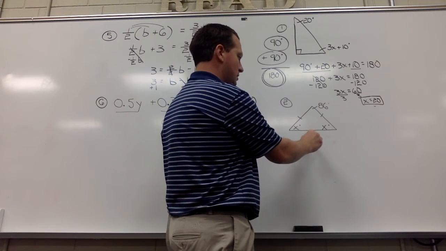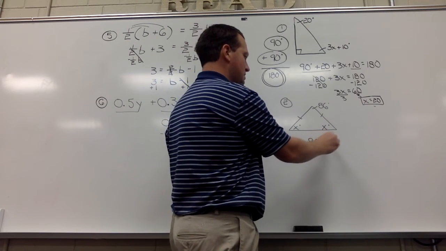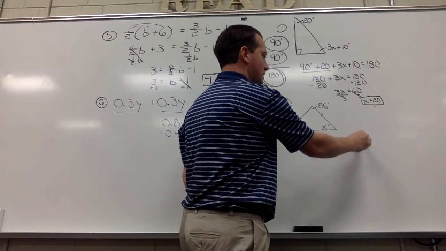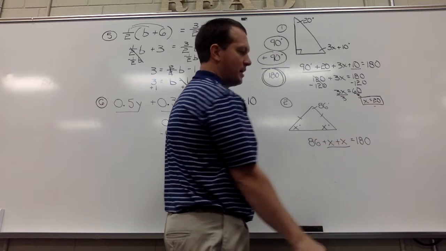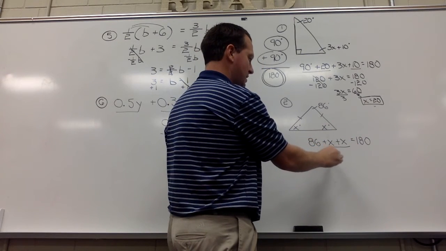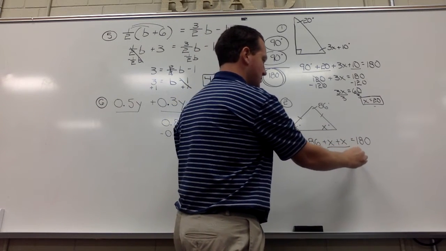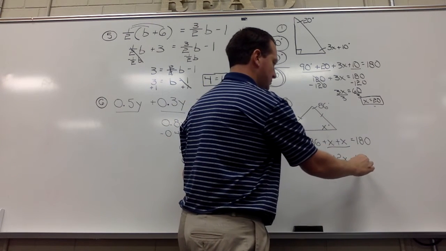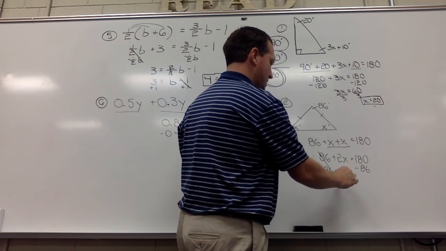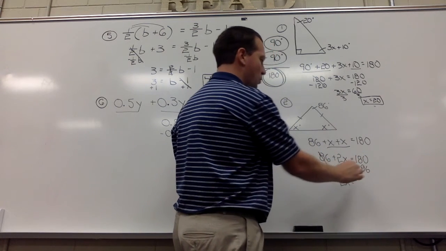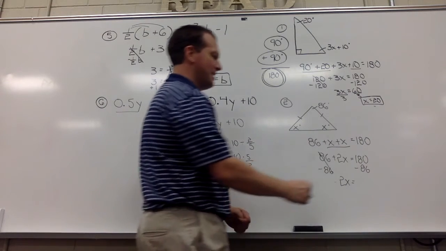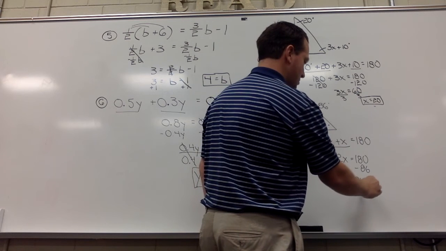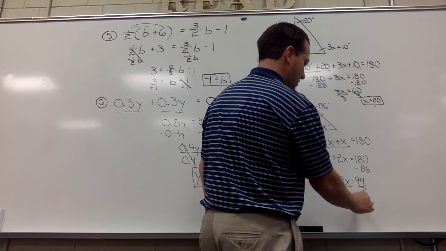We're going to have our top angle, 86, plus my two base angles, each x. They need to add up to 180. X and x make 2x. So I've got 86 plus 2x will equal 180. Subtract 86. And I'm going to have 2x equals 180 minus 86 will be 94. Divide by 2. X will be 47.